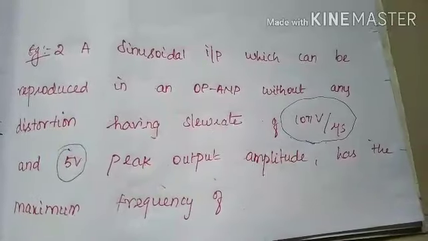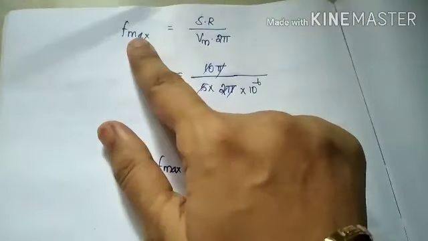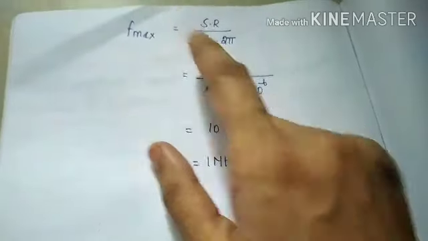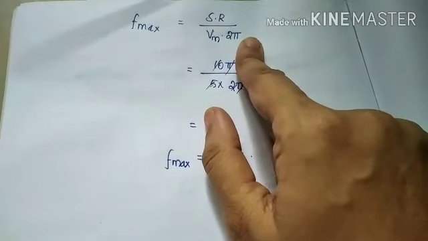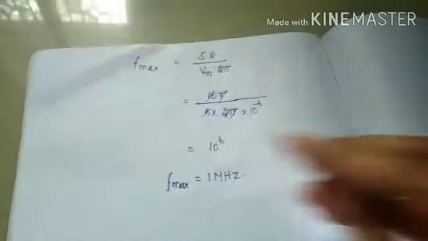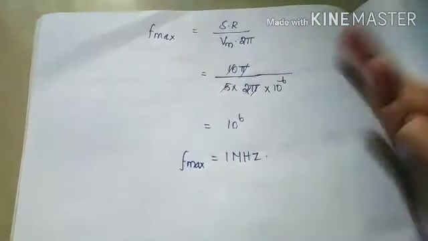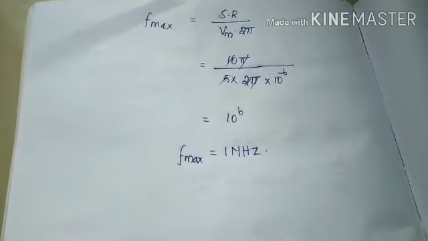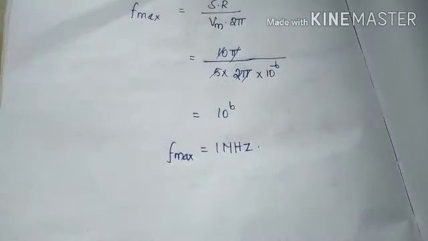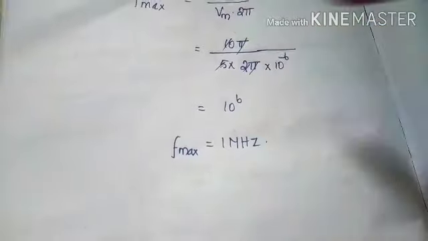Now we will solve the problem. The maximum frequency is equal to slew rate divided by Vm into 2 pi. Now only we have derived this formula, right? Now we have to substitute the value of slew rate as 10 pi, and our Vm peak amplitude value is 5. So I have substituted the value of Vm as 5.